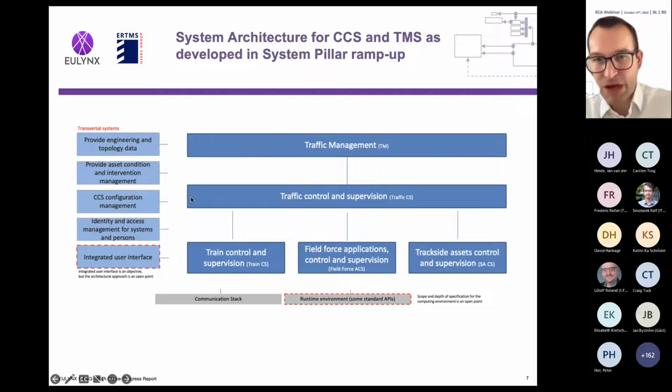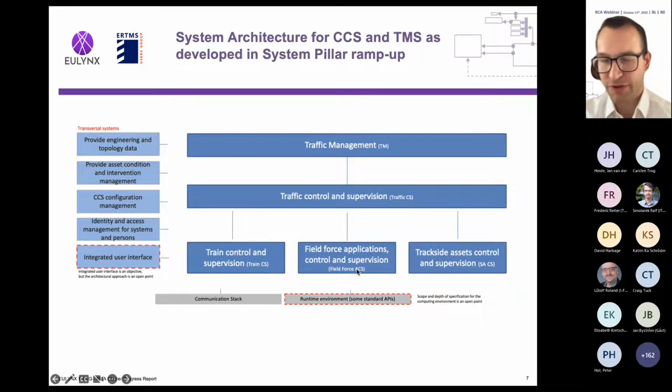Then we have this big area of traffic control and supervision: all the trackside microscopic optimization, execution system, and of course the safety systems and the control of the ATO trackside. This is all traffic control and supervision on the trackside. And then we have the train control, which is basically ETCS, ATO, and in future automation of the train. We have a field force part here that has also played a role in RCA. You find it in the common architecture view.